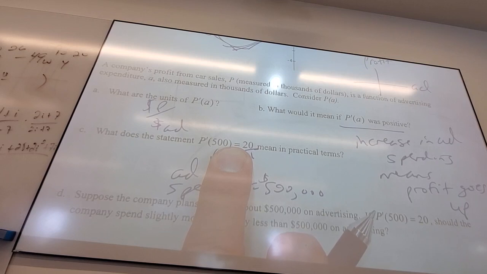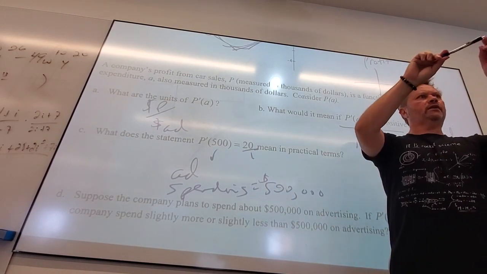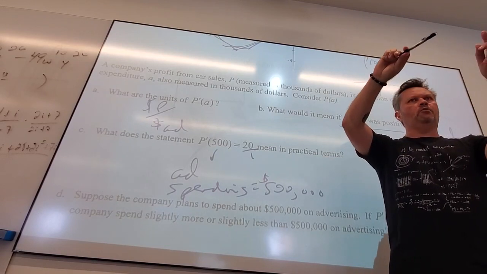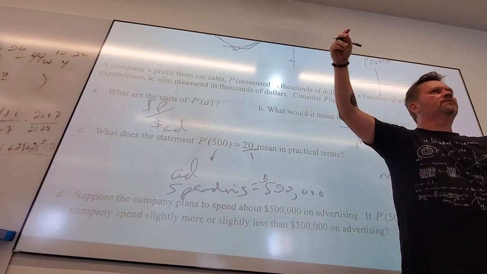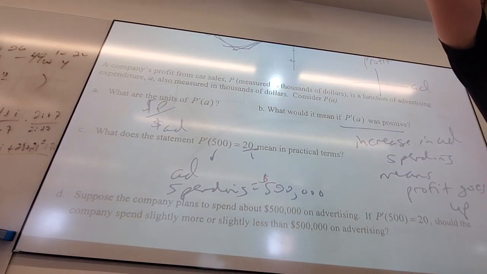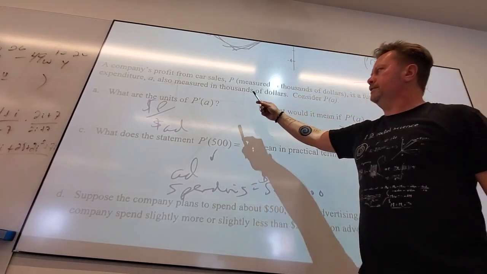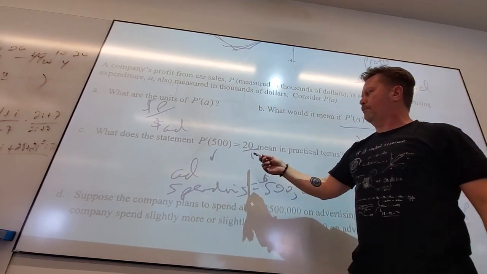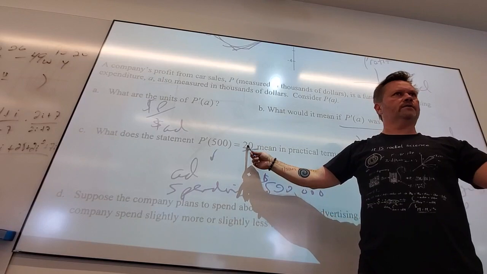Does that make sense by itself? Yes. Okay, so at the point 500, the slope is 20. If it were a straight line, wouldn't that mean a step of 1 here would be a step of 20 there? Isn't that what slope means? If my slope is 20, if I change x by 1, how much does my output change? 20. Isn't everything in thousands of dollars? So if I increase my ad spending by $1,000, I predict an increase in profit by $20,000.